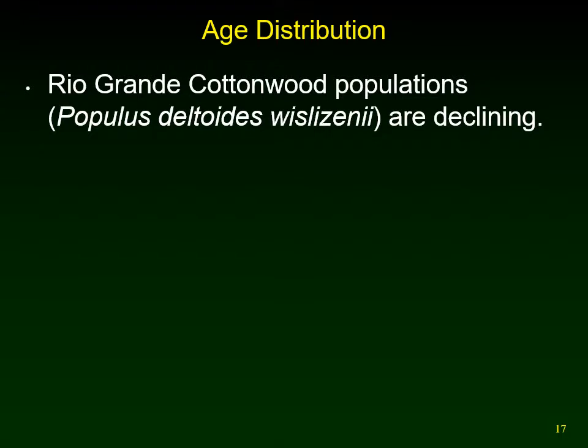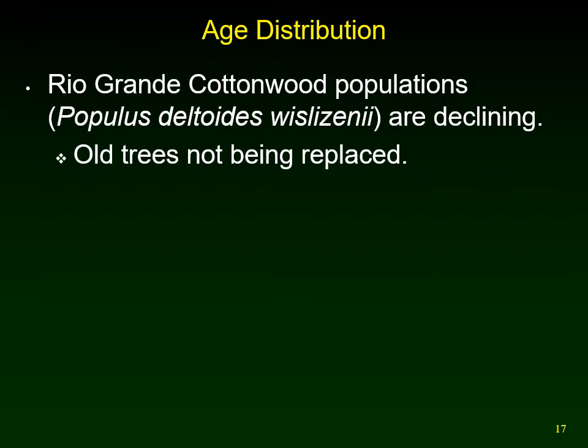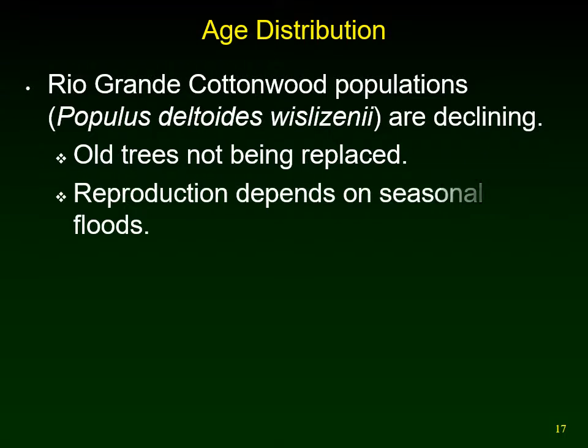Another study was on cottonwood populations and shows an example of a population that's declining, and the old trees are not being replaced, so there are not enough young trees to replace the old trees. Reproduction depends on seasonal floods in the species, and the floods prepare the seed bed, so if they don't get these seasonal floods, then it doesn't prepare the seed beds, and the seeds cannot grow.